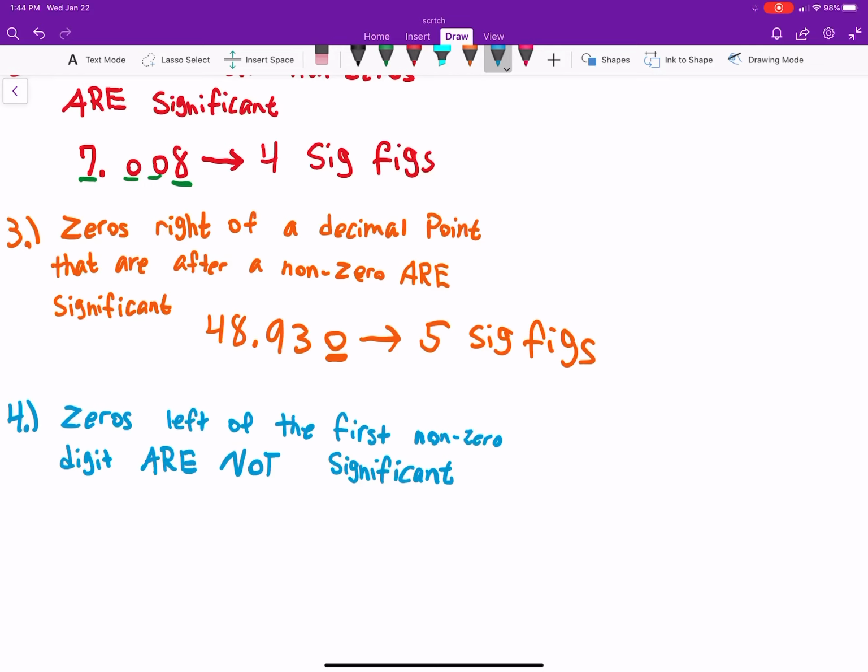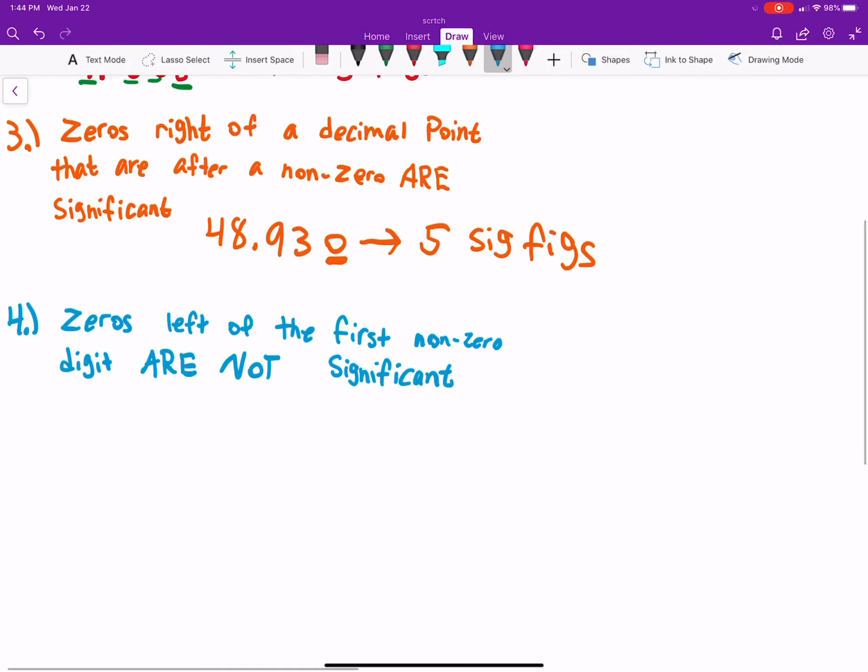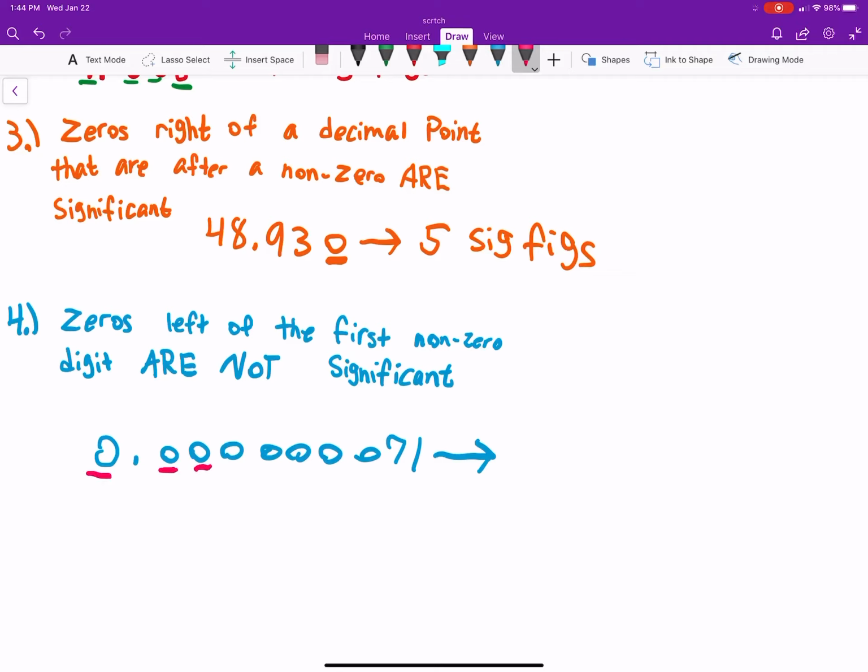Really, the only ones we're not interested in are what we call leading zeros, or zeros that are left of the first non-zero. So, for example, 0.000000071. All these zeros are leading zeros. They're to the left of our first non-zero, which is 7. So they're not significant. These are the only 2 significant numbers. So we would say this has 2 sig figs.